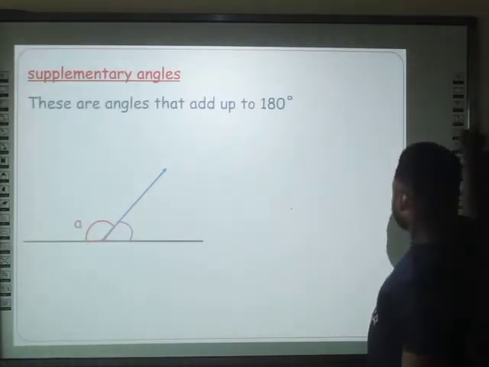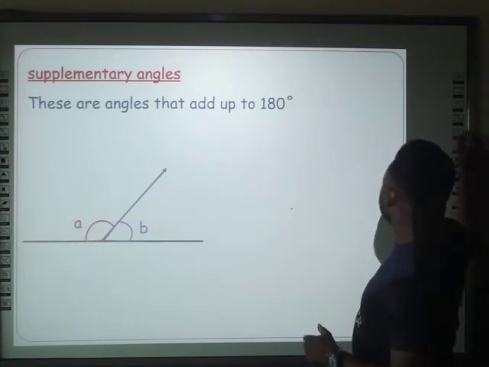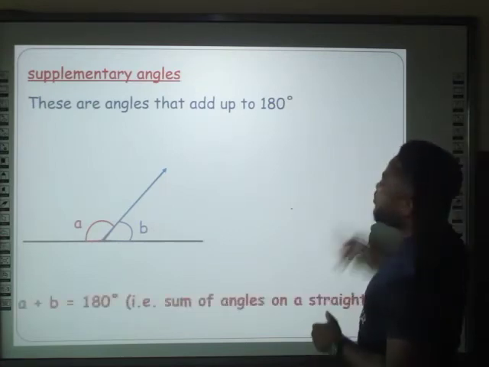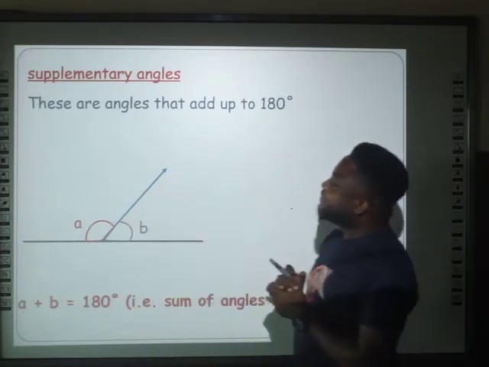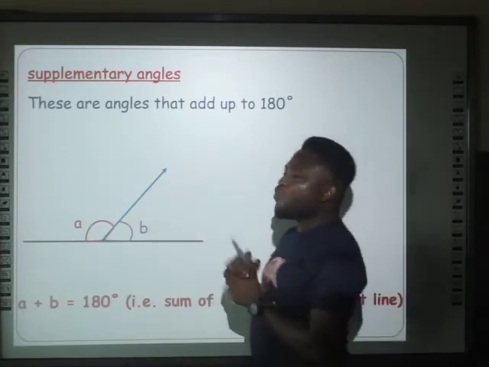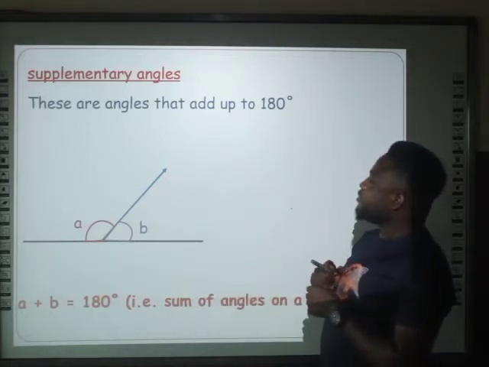Here, we are going to look at supplementary angles. Supplementary angles. What are supplementary angles? These are angles that add up to 180 degrees.